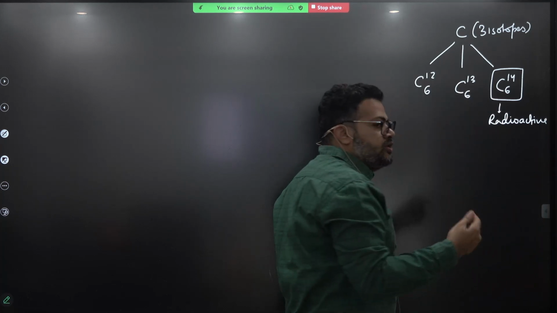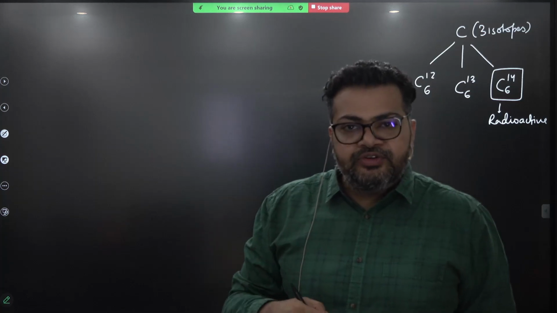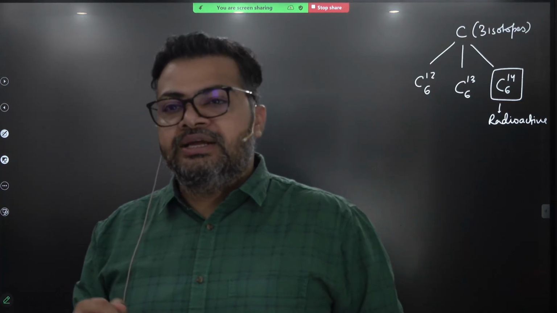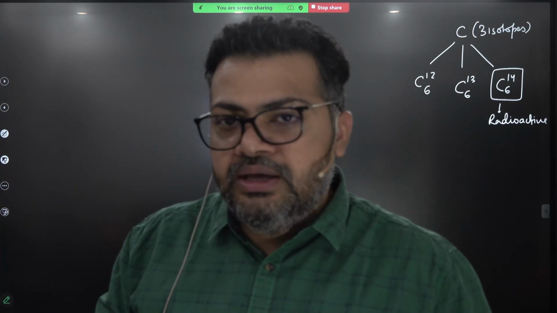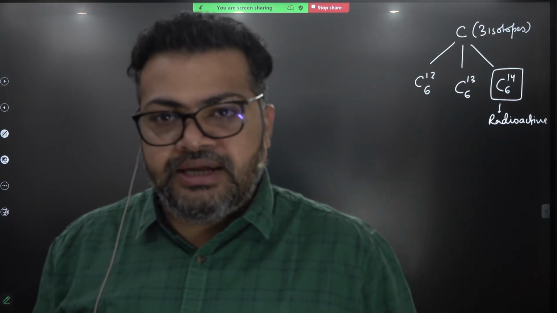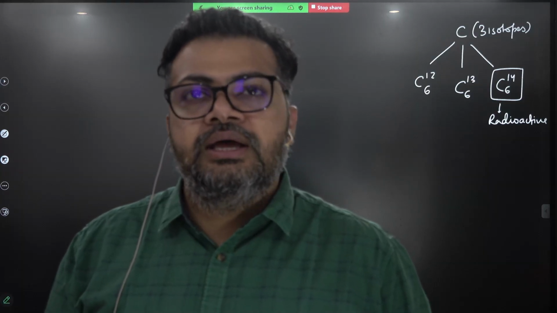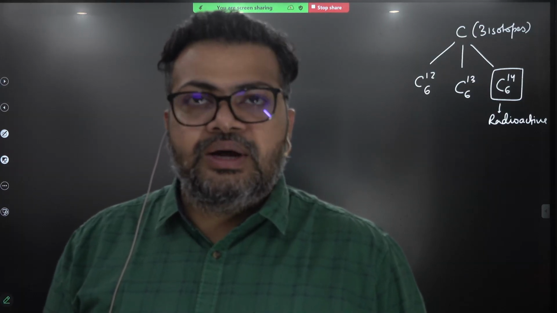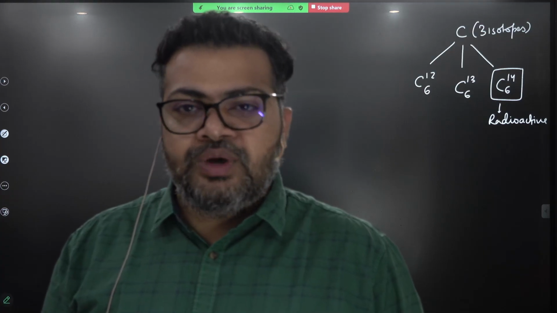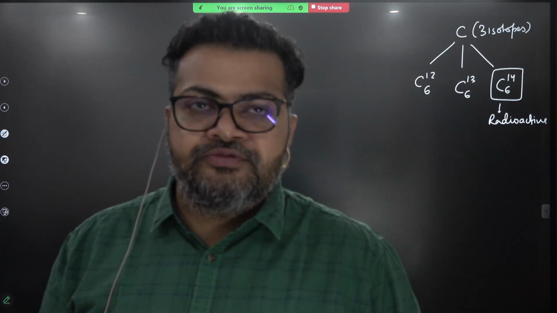And guys, we all know radioactivity is a temporary phenomenon. C14, also being radioactive, will not remain radioactive forever. It will turn into some stable nucleus, right? All of us can easily understand this by default. So guys, radioactive carbon dating. Carbon also has one radioactive isotope called C14.